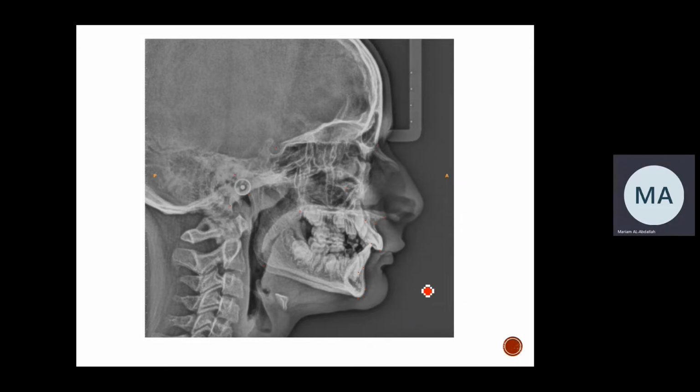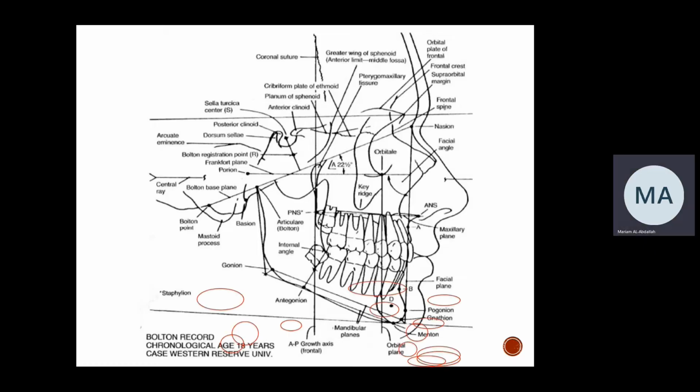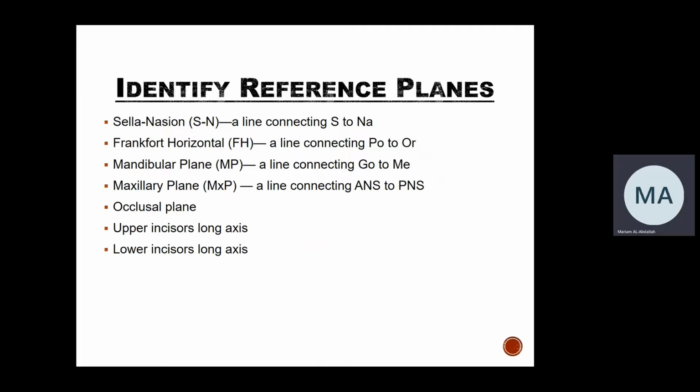that we talked about last time, and this is a drawing that shows the soft tissue outline, bony outline, and some of the points that we talked about. When we connect sella to nasion, we will have the cranial base. So the sella nasion represents a line that connects the S point to the nasion point.